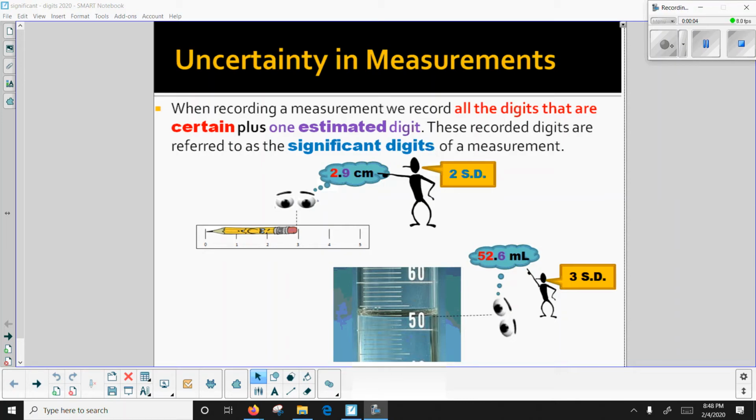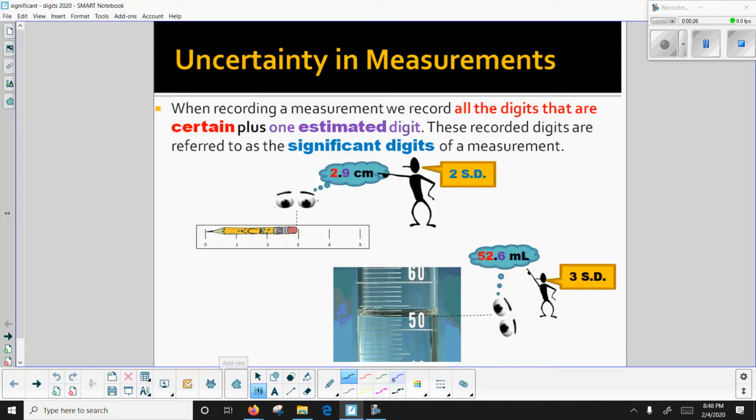In this video, we're going to be looking at how you can determine how good someone else's measurements are just by looking at how they wrote them down. And that's called significant digits. So first of all, I just want to review how we make measurements if we're doing them ourselves. The idea is whenever you're making a measurement, you record all the digits that are certain plus one estimated digit. And we looked at a few examples.